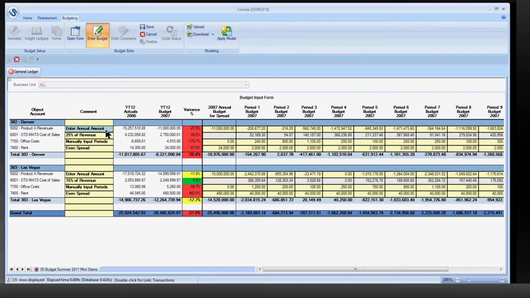Another key thing here is that we have full commenting. So as the business contributor, I can add comments in real time so that I can make sense of the entries that I'm making. The final point is we have full modeling capability. So if, for example, the owner of this budget wanted to set up a model that automatically spread the amounts across my seasonality for the year, that is fully possible.